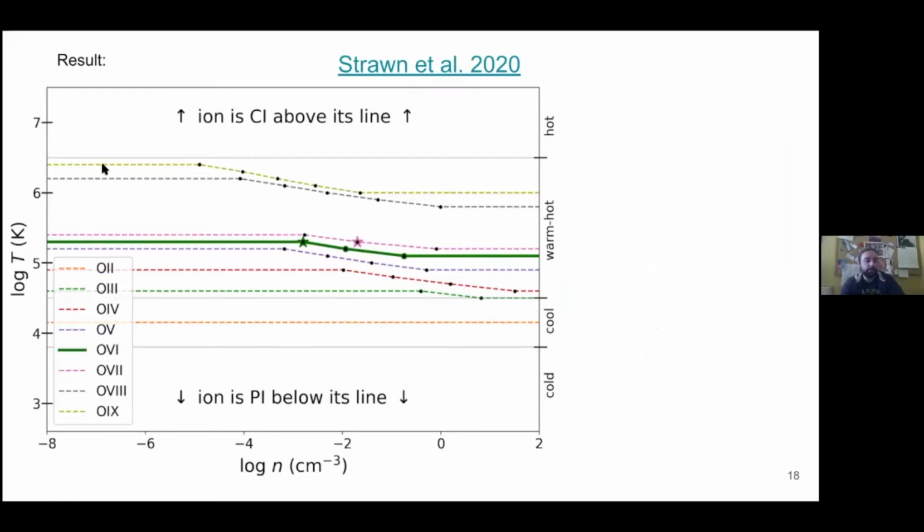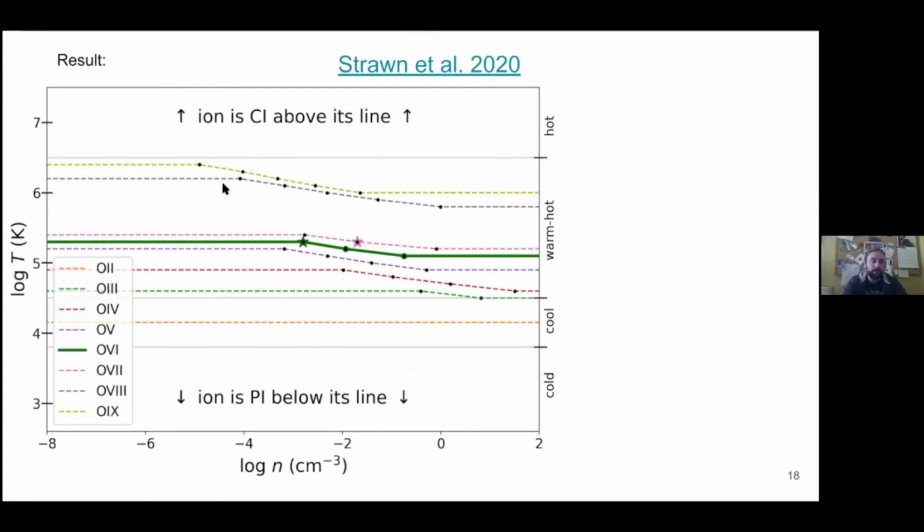And this lets us split all of our ion states of oxygen, and any ion. This works, the cloudy is the same for all ions, into collisionally ionized above their line and photoionized below their line. So we always get two long segments of flat lines and a slightly declining segment in between. And we went in bins of 0.1 dex. If we went finer grain, we would get more dots along this line, but it wouldn't really change the shape. And so what you see is that every ion is collisionally ionized above its line and photoionized below its line.